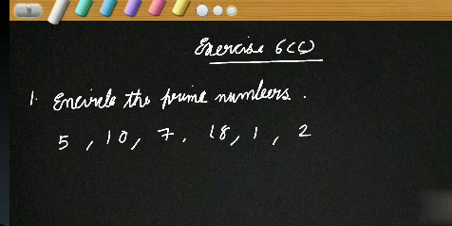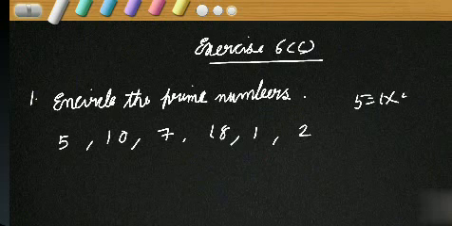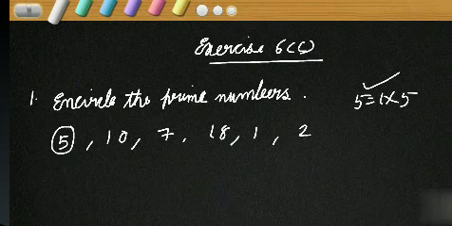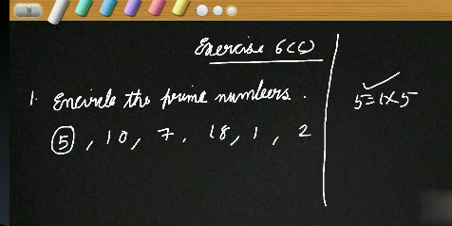So among the given numbers, what do we have to do? We have to encircle the prime numbers. Okay, let's check one by one. Is 5 a prime number? Yes, we know 5 has only two factors. 5 can be written as 1 into 5 only. Can you find any other factor for 5? No. So what can be concluded? Yes, 5 is a prime number. So we have to encircle it. If you want to do such calculations, please do them in your working column.